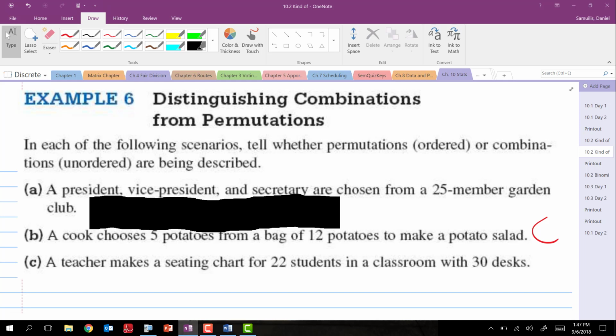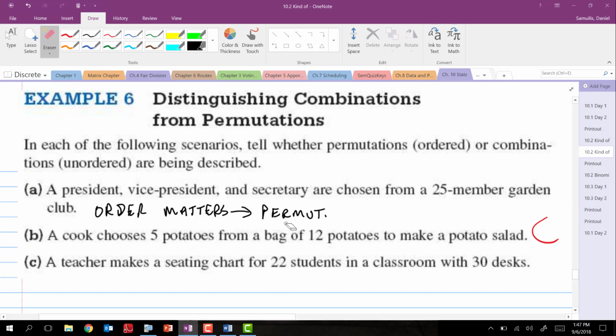What is it? A permutation or a combination? I'll read it so we can finish this off. How many different ways from 25 people can I pick a president, vice president, and secretary? Does order matter, yes or no? Because president's different than vice president. Don't mention the president, we hate him. All right, so order matters, permutation.